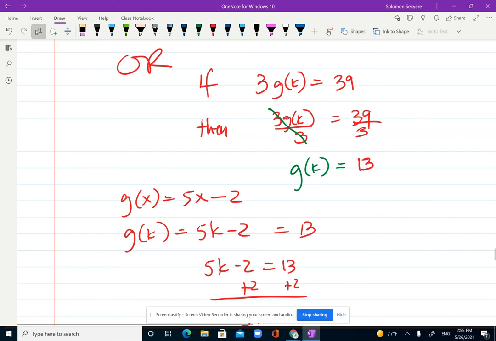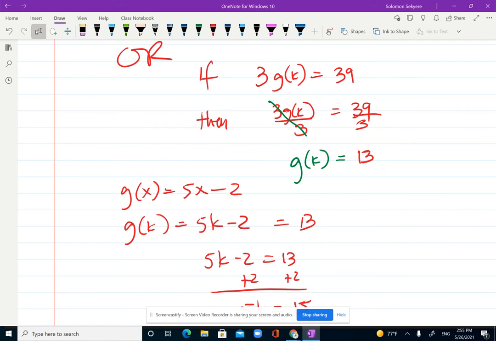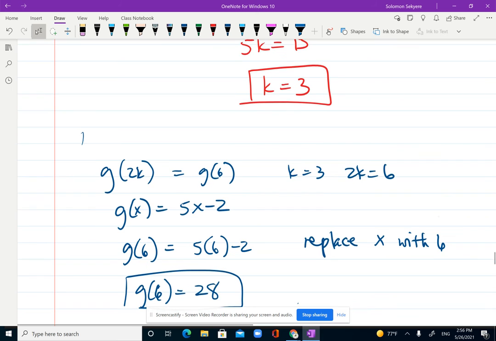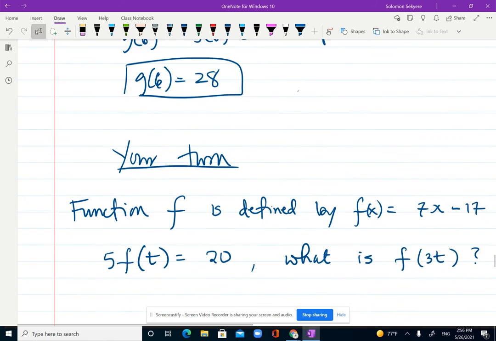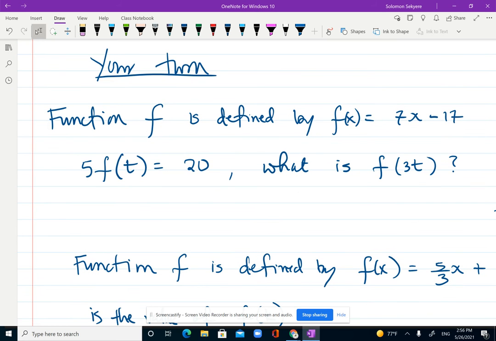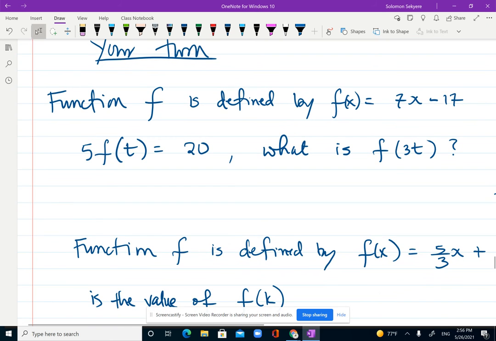Here's another way of solving for it. Okay, and you can rewind the video and then watch the solution. It's another way of solving for k. We move on. All right, and here's another one. This is similar to what we did. Okay, this is the definition of the function.